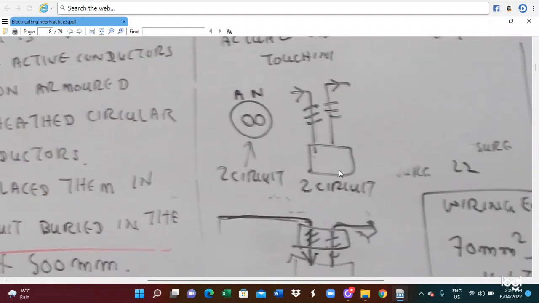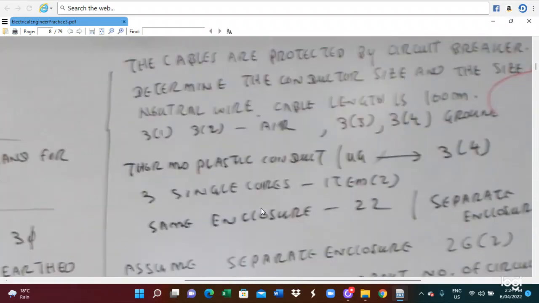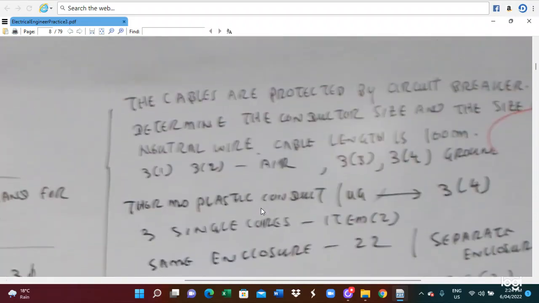So this is the connection. We have to determine the conductor size and the size of the neutral wire for the cable output, whatever the circuit breaker. Cable length is 100 meters. In this case, we refer to Tables 3.1, 3.2. This is for AS/NZS 3008: Tables 3.1, 3.2 for in air, 3.3 and 3.4 for underground.